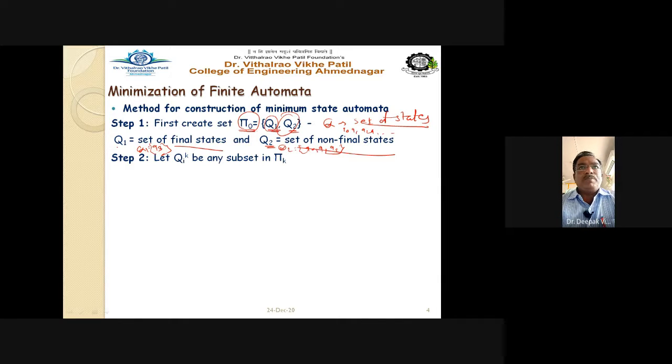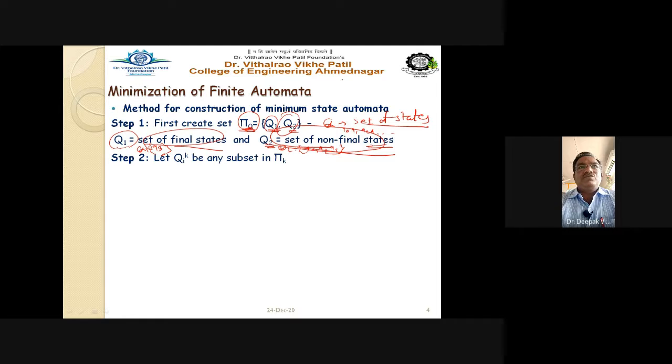So this is called pi 0, the equivalence class pi 0, that is equal to capital Q1 comma capital Q2. Capital Q1 is the set of final states and capital Q2 is the set of non-final states, right? Clear? It means we have to make two sets. The first set consists of the final states, and the second set consists of all the non-final states.